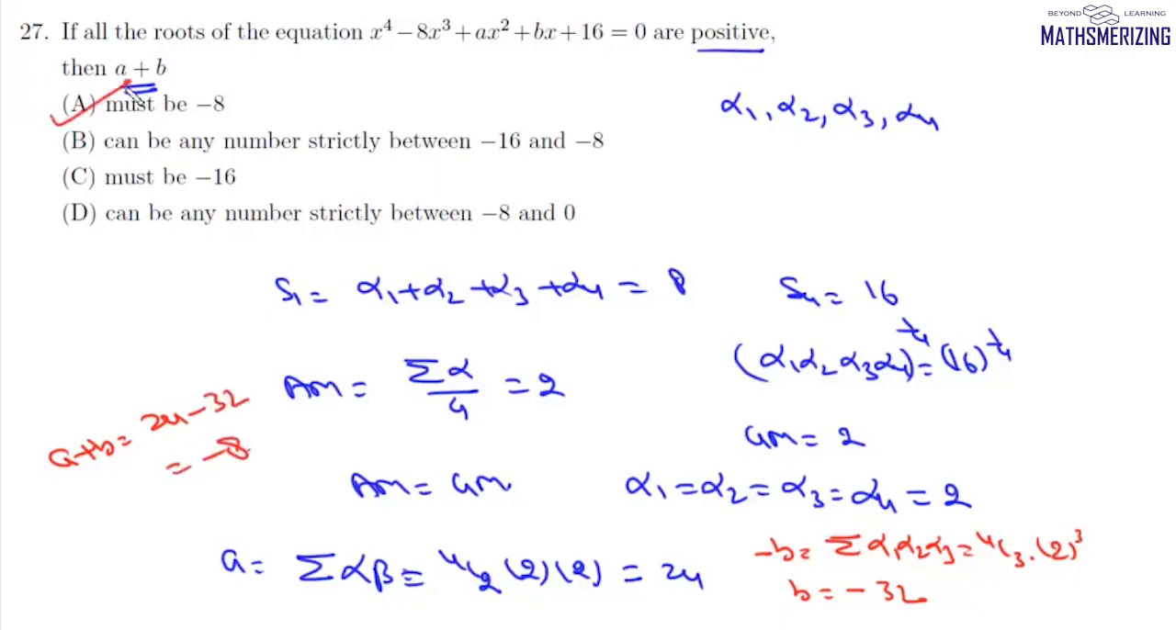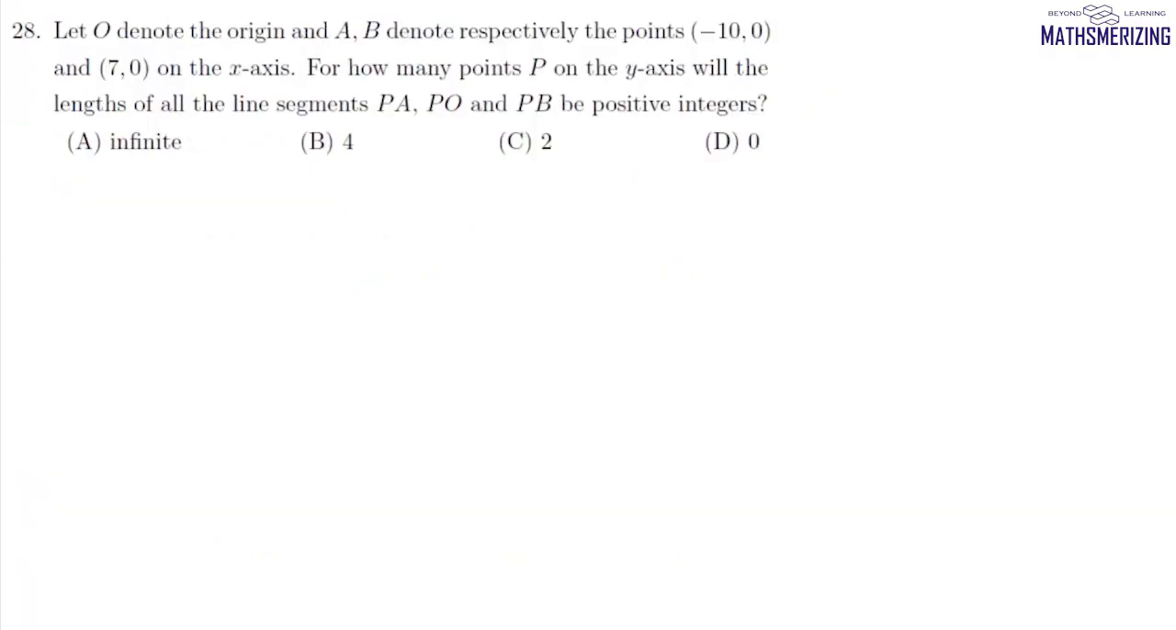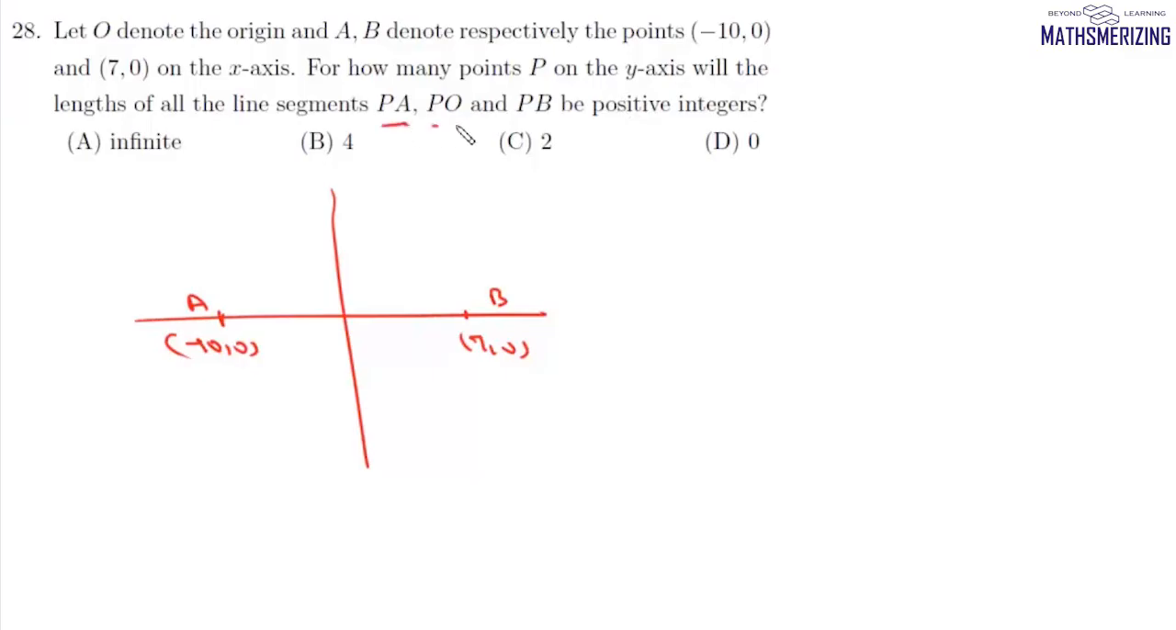and that's your option A. Now question number 28 is, let O denote the origin and A and B denote the points minus 10, 0 and 7, 0. So this point is minus 10, 0, and the other point is 7, 0. This is A and this is B. Now it says, for how many points P on y-axis will the lengths of all the line segments PA, PO and PB be positive integers.